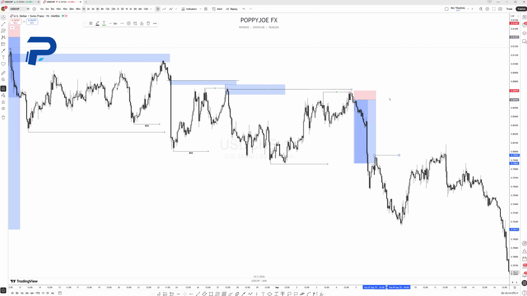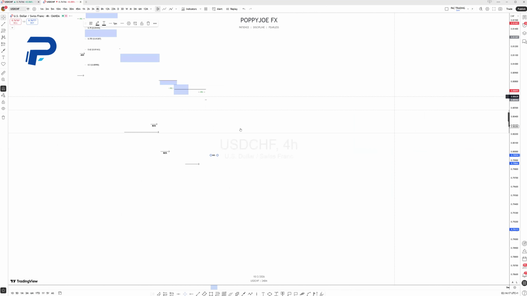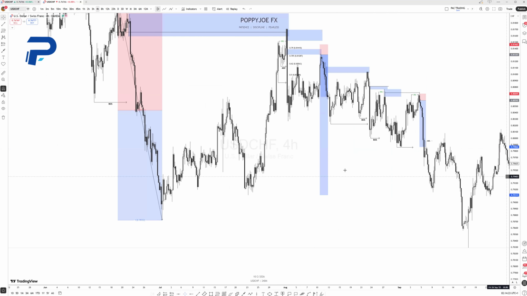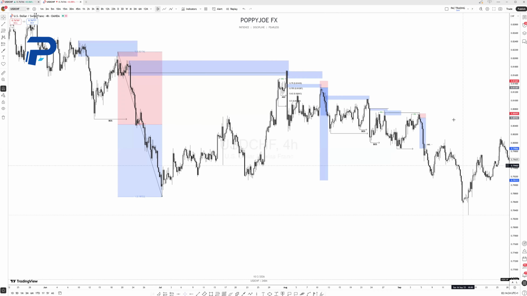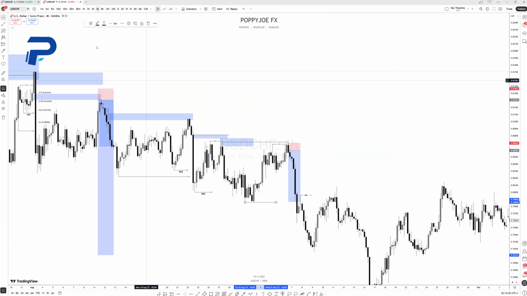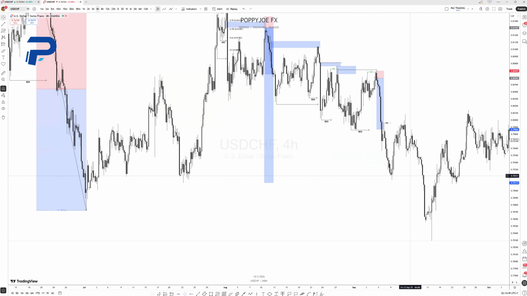You can go to 4 hours and check what would have been done with it. Now, the reason why this particular setup would not have worked anymore is that normally, once I have this kind of setup, this particular BOS here, I would have expected price to make a push back into premium to a level here for me to sell. But right now, price already got to the main target, which is the external range liquidity.